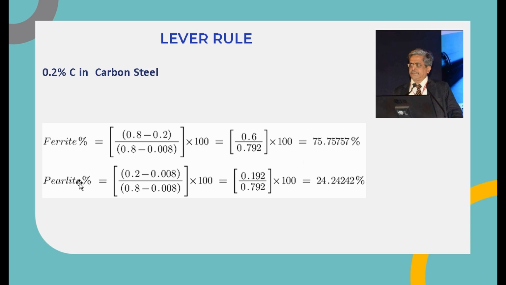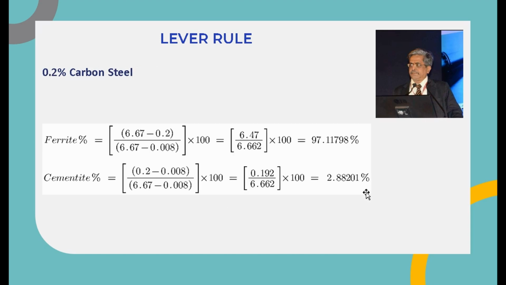Now the perlite percentage: the branch opposite to perlite but touching ferrite, that is 0.2 minus 0.008, divided by the total distance, into 100 is the perlite percentage. See here.